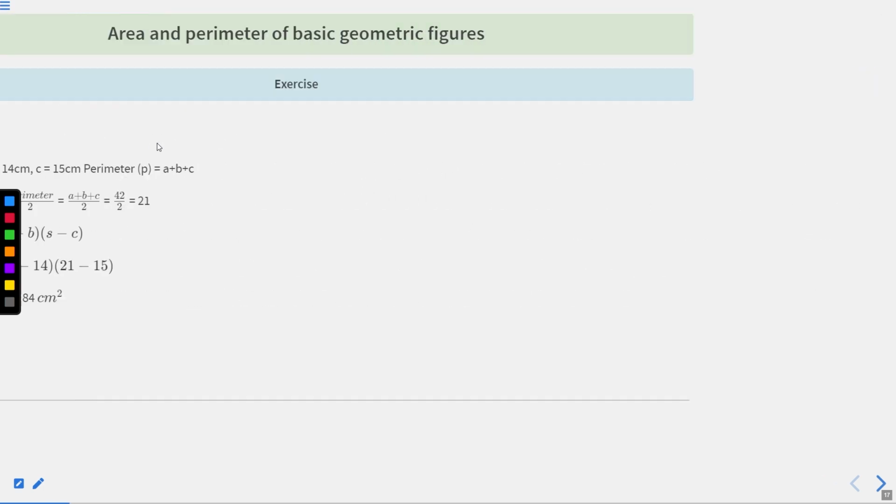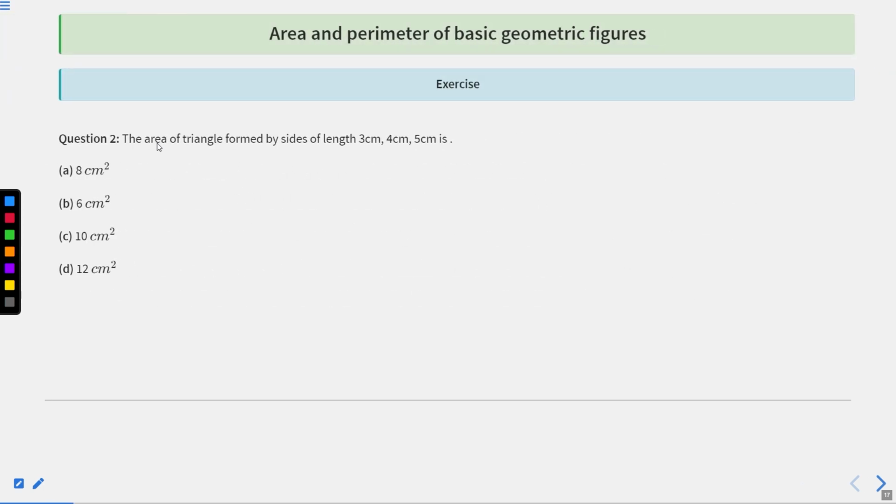So let's move ahead and look at question number 2. The area of the triangle formed by sides of length 3 centimeter, 4 centimeter and 5 centimeter. So again, let me ask the same question. Which formula are you going to use to find the area of the triangle? You have two formulas, technically three, but the third formula was specifically for an equilateral triangle. This case does not lie in that category because for an equilateral triangle all three sides should be the same, which is not the case here.